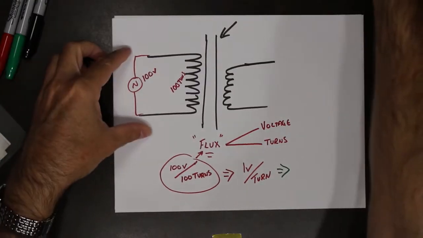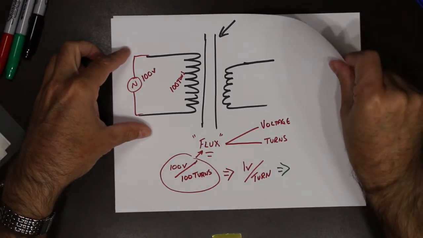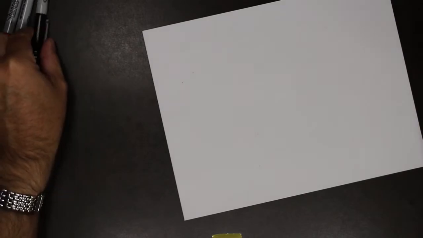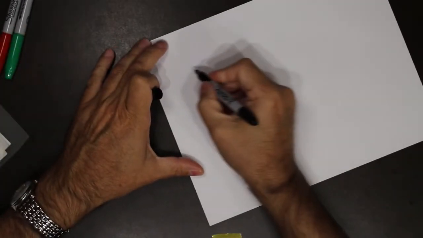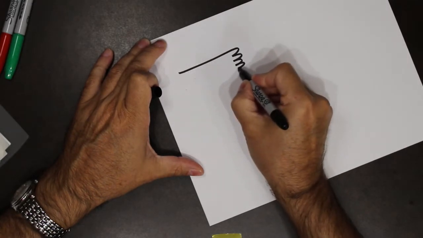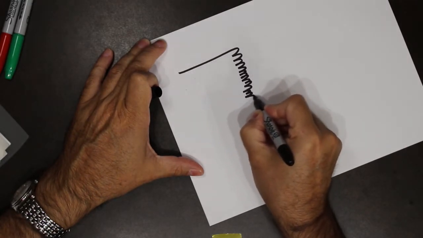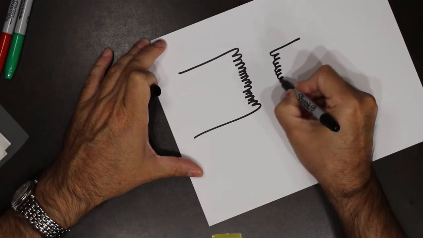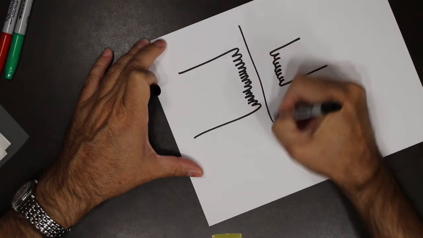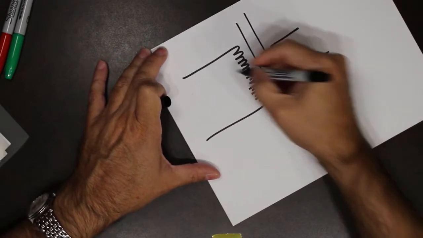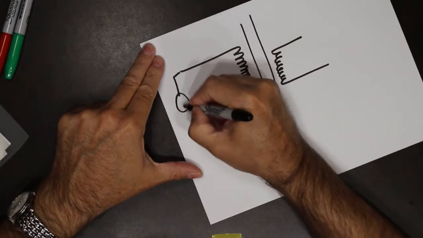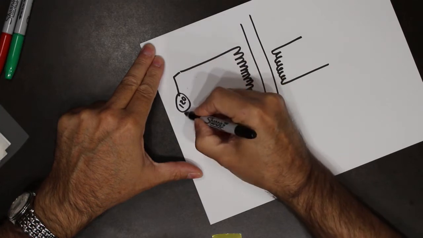So, what does the transformer look like? If we take a mathematical example, here's the primary, here is the secondary, and here is the core. I'm going to say that we put in 120 volts of AC.